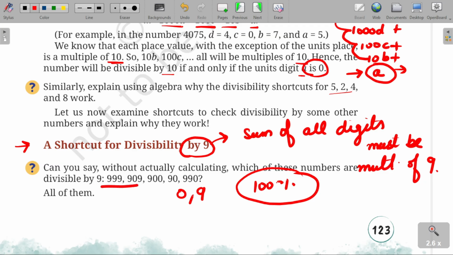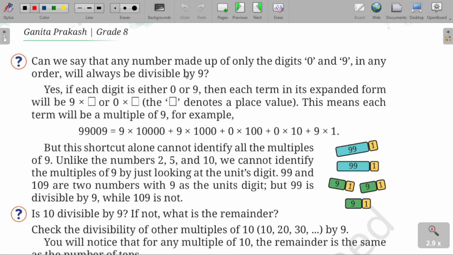Now, when the number consists of 0 and 9 only, clearly the sum of all the digits will be a multiple of 9. So the number will be 100% divisible by 9. Now, can we say that any number made up of only digits 0 and 9 is divisible by 9? Yes, 100% yes. If each digit is either 0 or 9, it will be a multiple of 9. If we have 99009, the expansion of this will be like this.